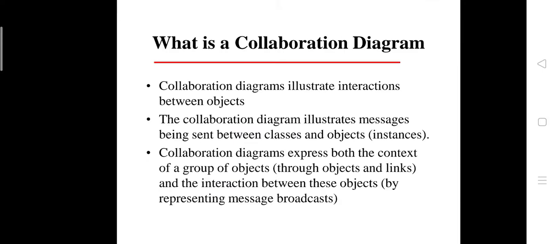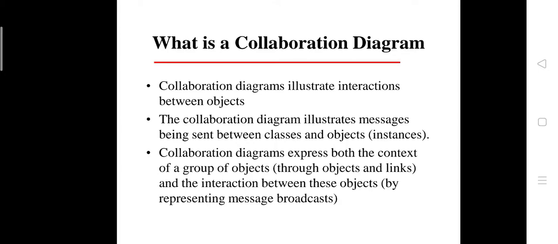A collaboration diagram illustrates the interaction between the objects, how the objects communicate with each other. The collaboration diagram is also called a communication diagram. It represents the communication between the objects. It illustrates the messages that have been sent between the classes as well as the objects.